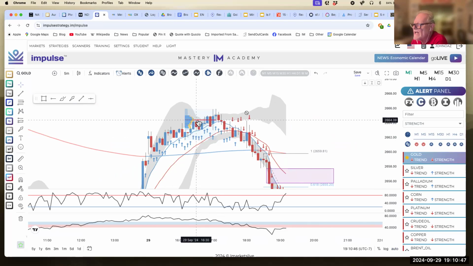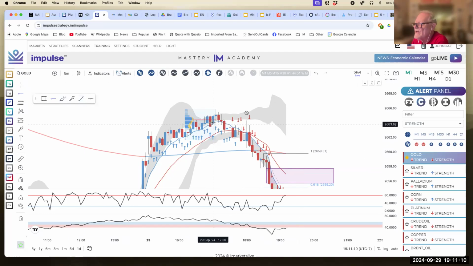But this red line here is what we call the point of control. That's where the highest number of buyers and sellers are. That's where the most action is. So if we go above that, we're probably looking at coming back to this level. If we're below it, we're probably looking to come back to this level. So we do have a point of control right up here.